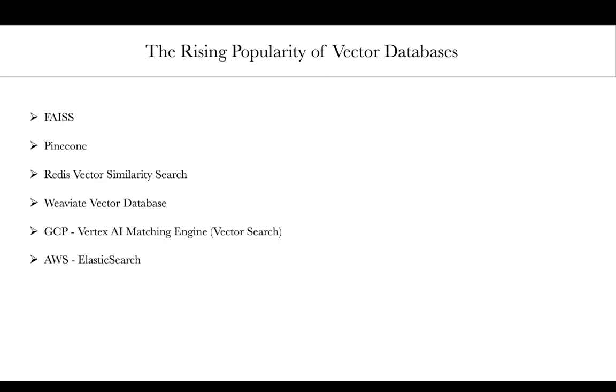Redis has also stepped into the vector space with its vector similarity search, which allows quick similarity scoring and matching within their vast database ecosystem. VV8 is an open source vector database designed for scalable vector search with graph and semantic search capabilities. GCP, or Google Cloud, offers Vector AI Matching Engine, now known as Vector Search. It's a managed service designed for high-scale, low-latency vector similarity searching or matching. And finally, you have AWS's Elasticsearch service with its KNN feature to perform efficient similarity search on billions of documents.